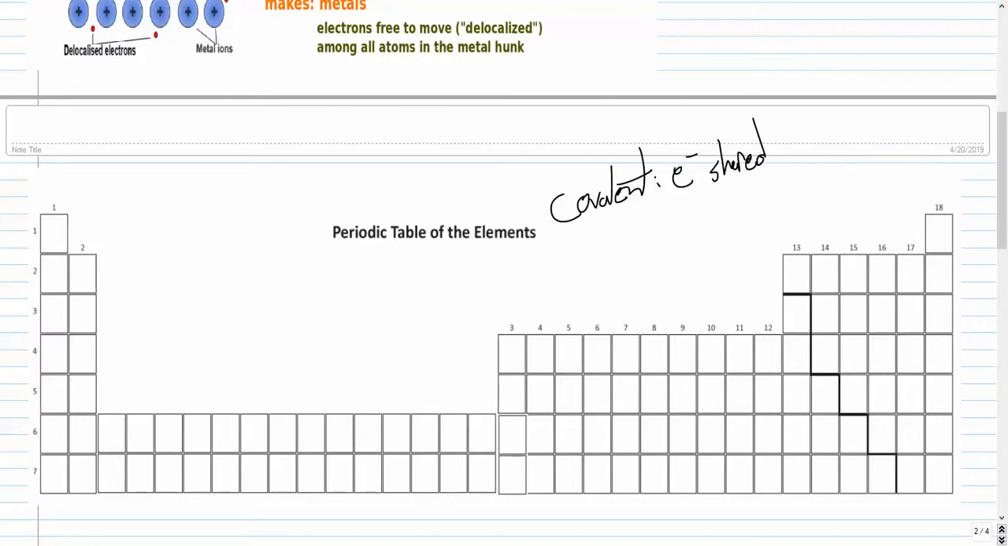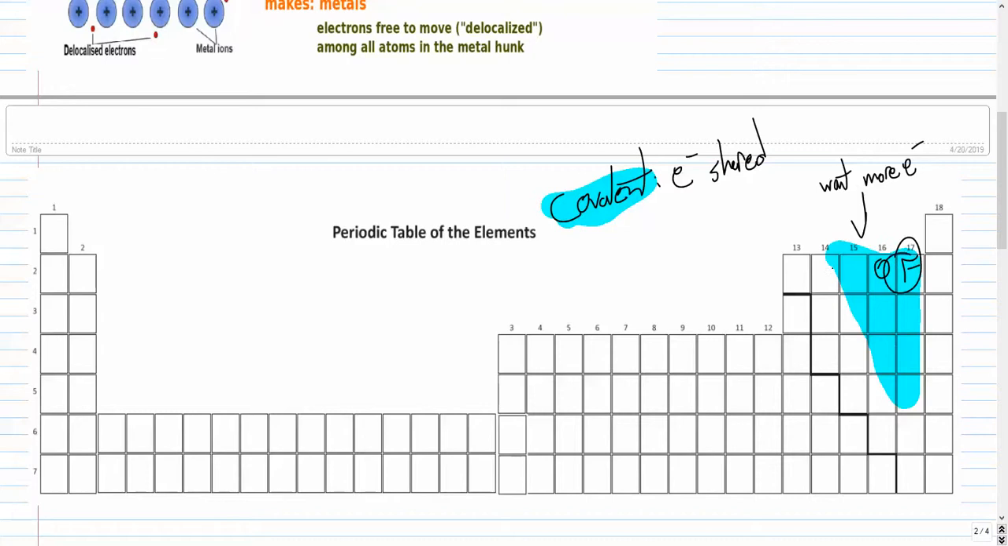And who does that? Well, these nonmetals, these guys in this neighborhood right up here, these guys do covalent bonding. Why do they do that? Because these guys want more electrons, just like fluorine right here, or oxygen. These guys want more electrons. And if they meet other atoms that are also nonmetals, they can share them.